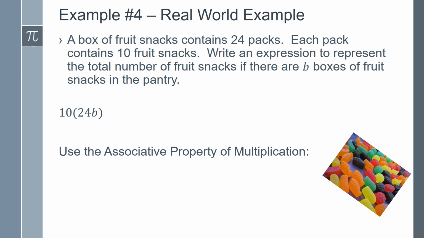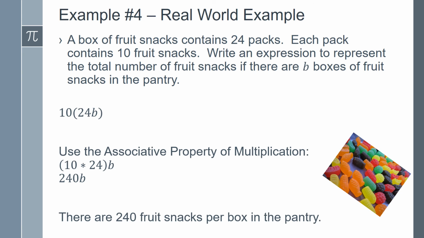We'll use the associative property of multiplication to rewrite, and we have, in parentheses, 10 times 24, times B. This simplifies to 240B. So there are 240 fruit snacks per box in the pantry.